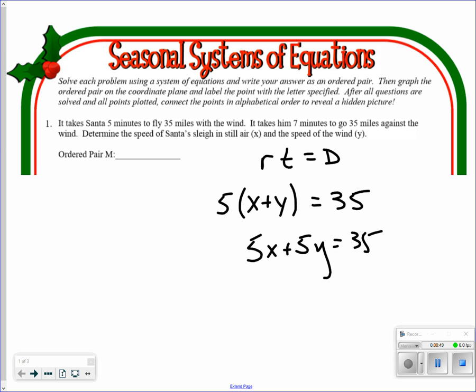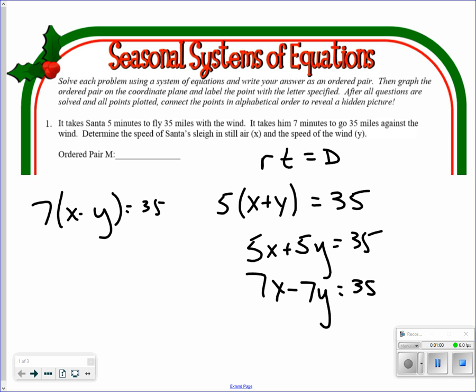Now I'm going to do the same thing against the wind. So it's going to take 7 minutes, but against the wind, to go 35 miles. So 7x minus 7y equals 35. Using systems of equations now, I want to solve this. So I'm going to try to get rid of y. So I'm going to multiply the top one by 7.